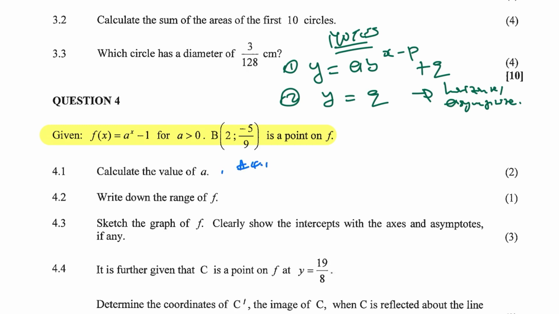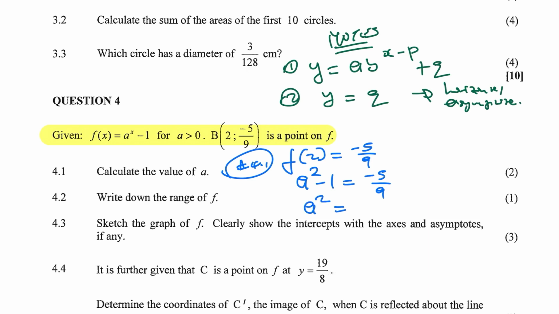So 4.1 says calculate the value of a. Okay, great. So calculate the value of a. Of course, we're given f of x equal to a power x minus 1, and we're given the b point, right? So what it is telling us is when x is 2, f of 2 is minus 5 over 9. So what we can do is where there's x in this equation, we just put 2. So you're going to have a power 2 minus 1 is equal to negative 5 over 9.